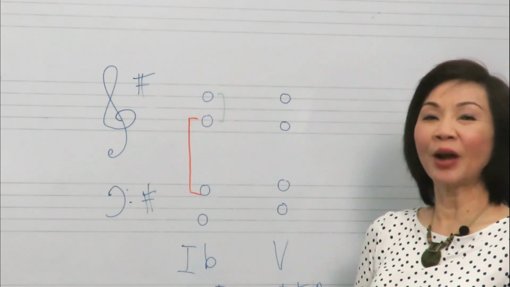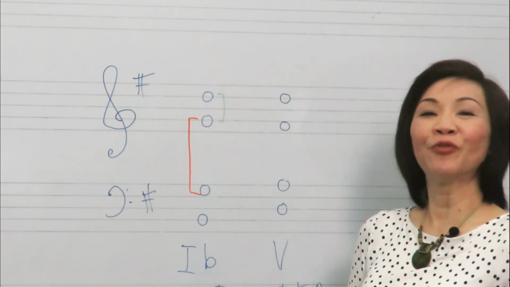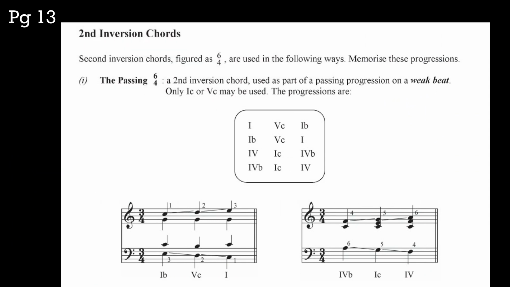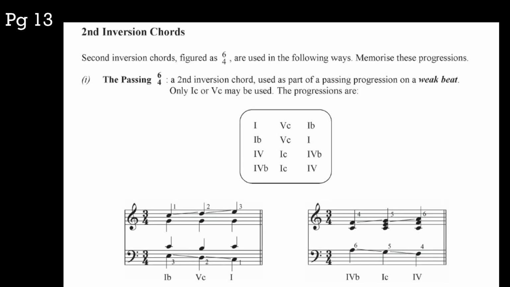Let's now look at writing for 3 chords, involving the second inversion chords. Let us now look at the voicing of second inversion chords. A passing 6/4 occurs in the progressions of 1, 5C, 1B, 1B, 5C, 1, 4, 1C, 4B, and 4B, 1C, 4. In these progressions, the second inversion chord occurs on the weak beat.